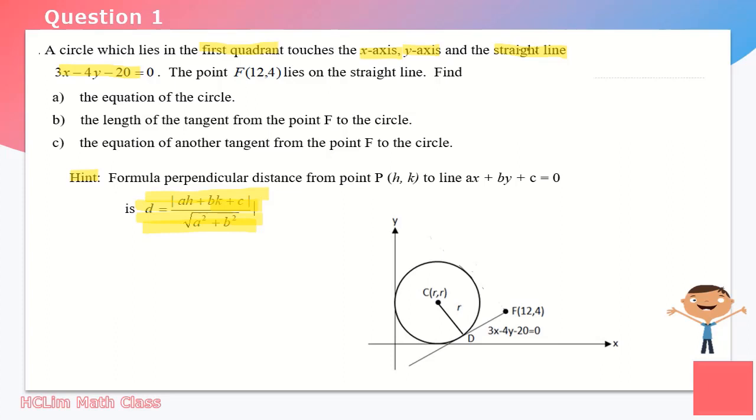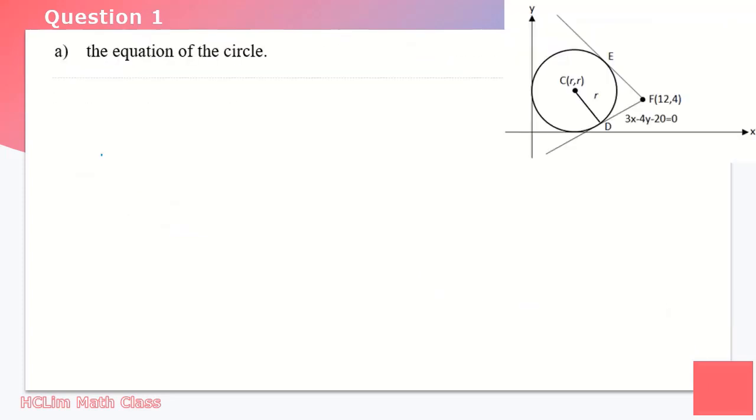The circle touches the x-axis, the y-axis and the straight line 3x minus 4y minus 20 equal to 0. And there is another tangent touching the circle. So first of all, from the information given, how are we going to form the equation of the circle? We start forming the equation of the circle based on the information given and the diagram.